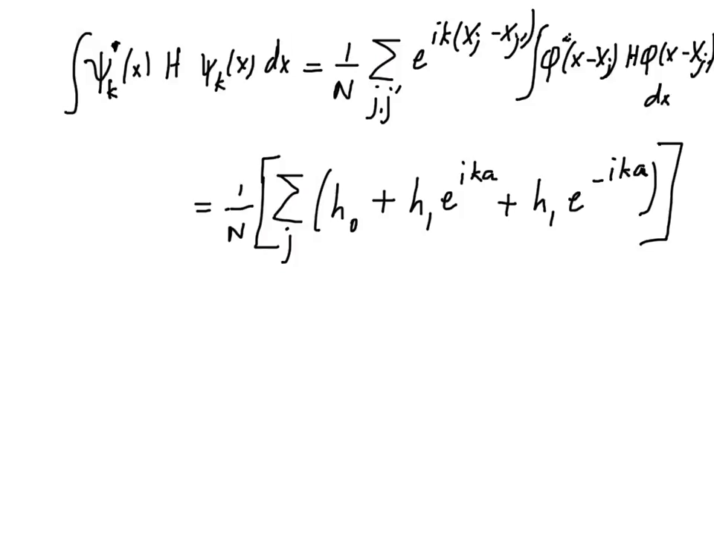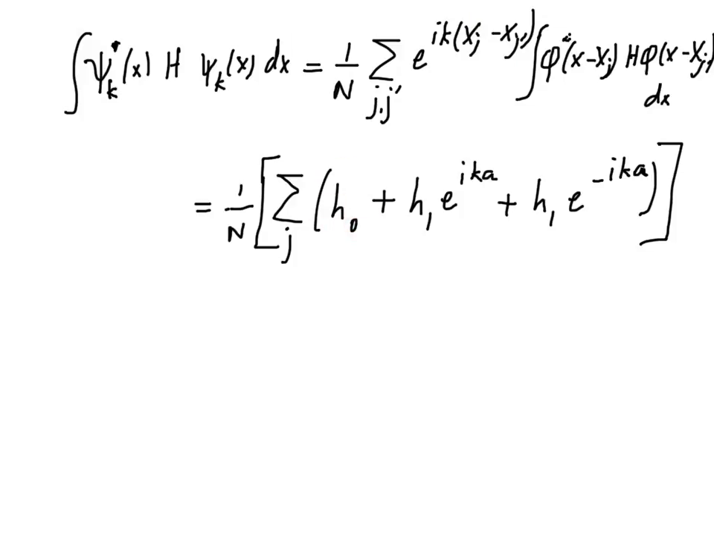The last two situations correspond to atoms being adjacent to each other. When j prime equals j, we are talking about the same atom. So the exponential goes to 0, and e to the i k times 0 is just 1, and what will survive is phi of x minus xj times h times phi of x minus xj, again integrated over all of space.